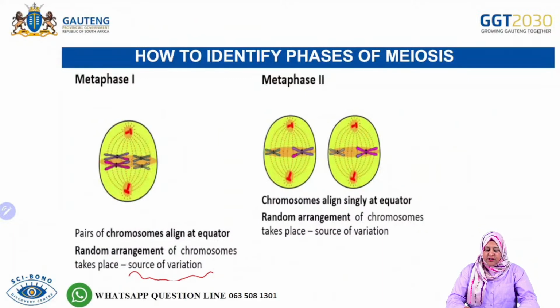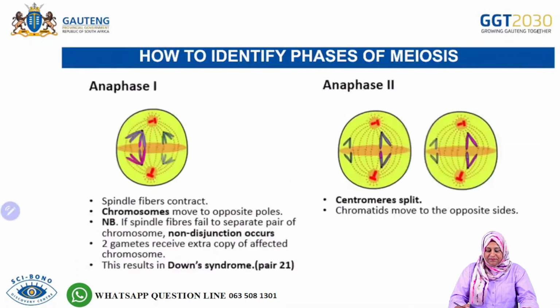If you look at metaphase 2, they are no longer homologous pairs that are arranged at the equator. It's single chromosomes that are arranged at the equator. So chromosomes align singly, and that's the word we're going to look for at the equator. Because they also align themselves randomly, that is the next source of variation. So metaphase 1, metaphase 2, and remember prophase 1 all give rise to variation.